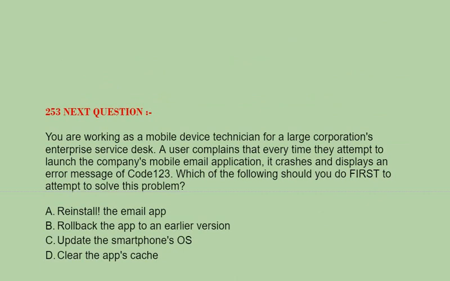Question is you are working as a mobile device technician for a large corporation's enterprise service desk. A user complains that every time they attempt to launch the company's mobile email application, it crashes and displays an error message of code 123. Which of the following should you do first to attempt to solve this problem?